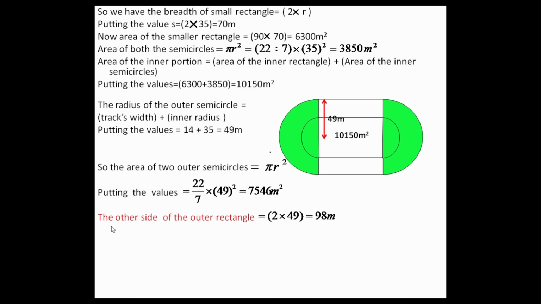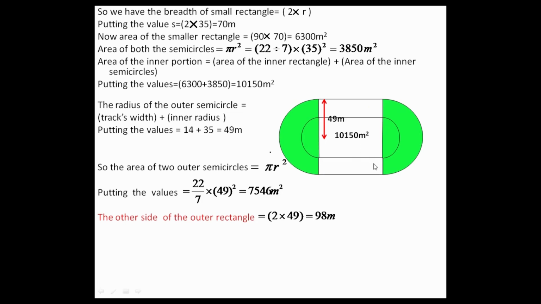Now we have to carry out the other side of the outer rectangle. What does this line mean? You see, now we have calculated the area of these two large semicircles, and we want to know the area of this whole outer portion. For that, only one step is remaining, and that step is to carry out the area of this remaining white portion in the figure. And this remaining white portion in the figure is the outer rectangle.